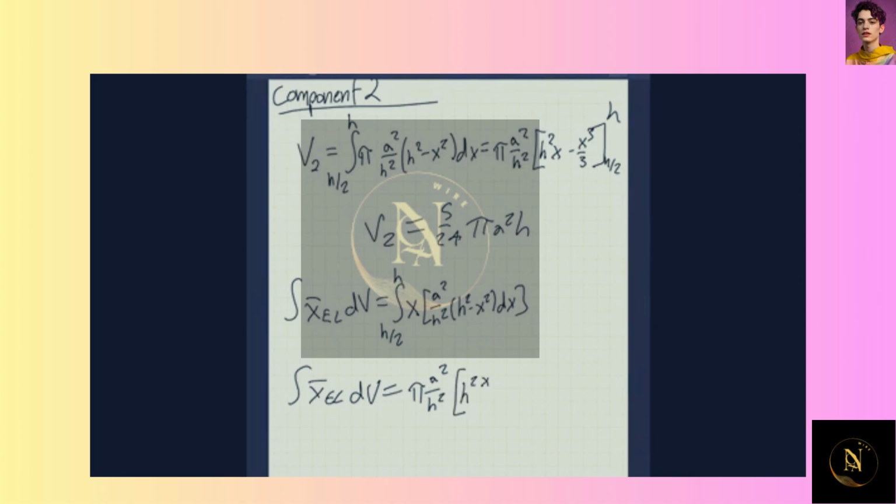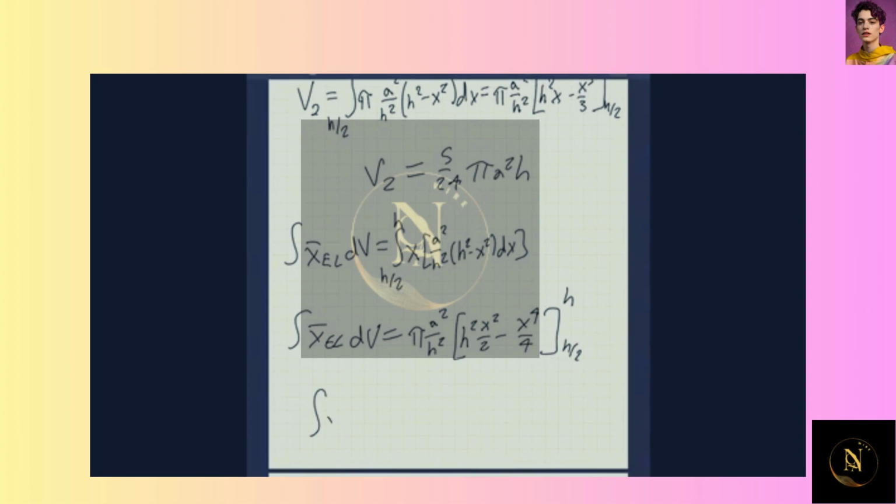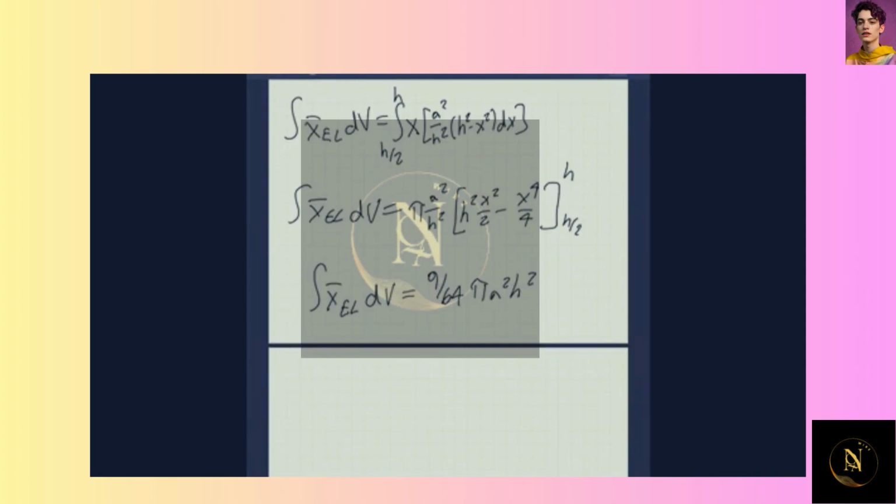Solving the integral, we get pi a squared over h squared times h squared x squared over 2 minus x to the 4th over 4, all from h over 2 to h. We get the right side of the equation is going to be 9 over 64 pi a squared h squared.